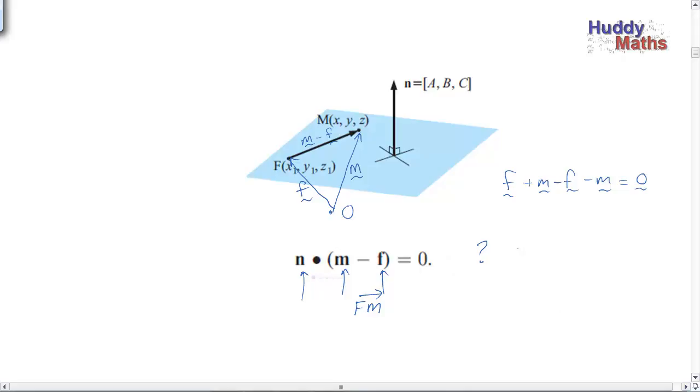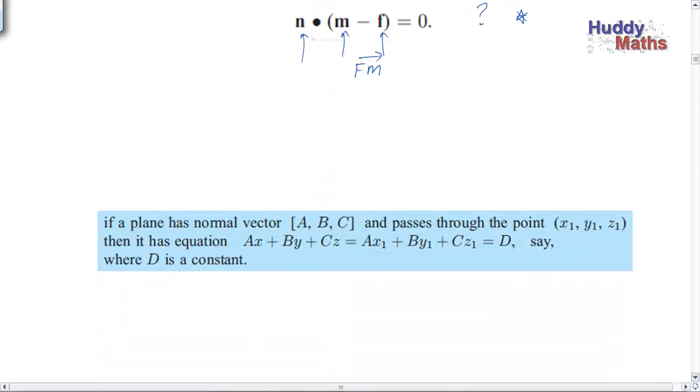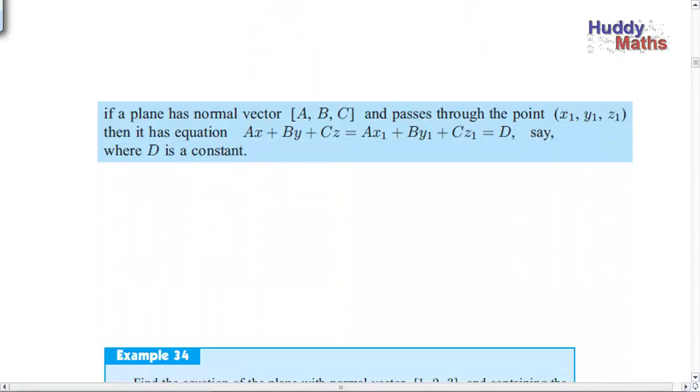We generally wouldn't use this one because we wouldn't have the position vectors from O. We'd have to work those out and then take them away. It's easier to actually just do FM in that way, a known point to the general point. So here we have the result. If a plane has a normal vector, this, so I have to use a cross product of two vectors in the plane, and passes through a known point, then there's its equation, where D is a constant.